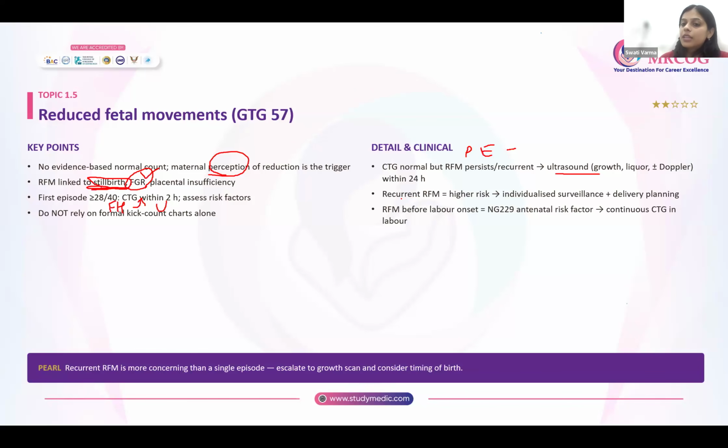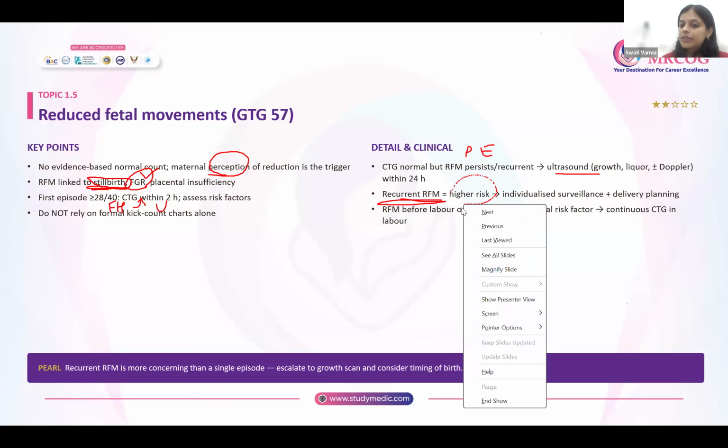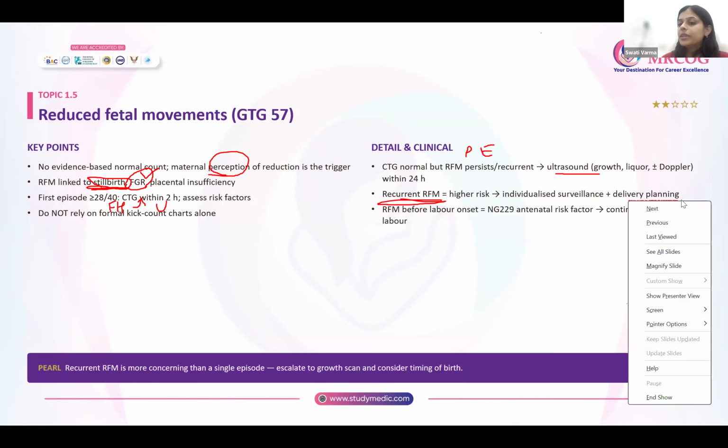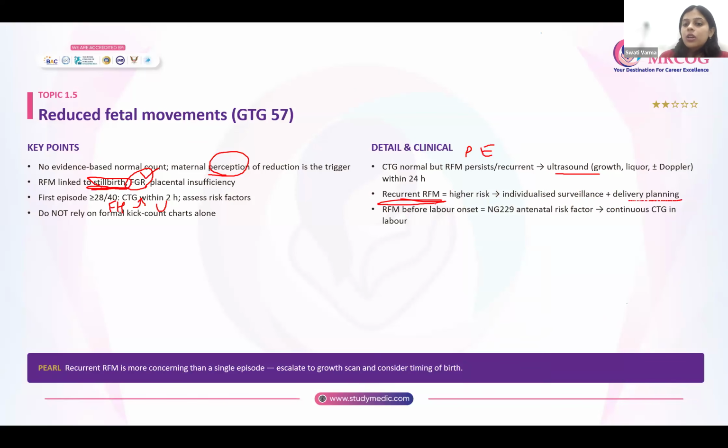And again, another bad thing is recurrent reduced fetal movements. If she has been repeatedly coming to you that again and again my fetus is moving less, then she becomes at higher risk. And this is the time when she should be evaluated by a senior obstetrician. Individual surveillance should take place and should be taken up for delivery planning. So anytime if she faces reduced fetal movements before labor onset, this becomes an indication of continuous CTG in labor.